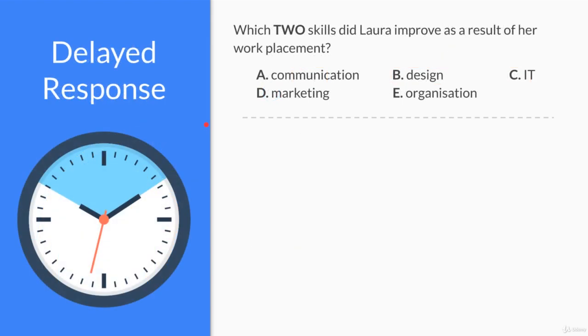Here's the next trap, the delayed response, in which they take a long time before they give you the right answer. So here's an example of that. Here's our question. Which two skills did Laura improve as a result of her work placement? So here we have all of these different answer choices, and right here we have our transcript. So let's take a look at this.